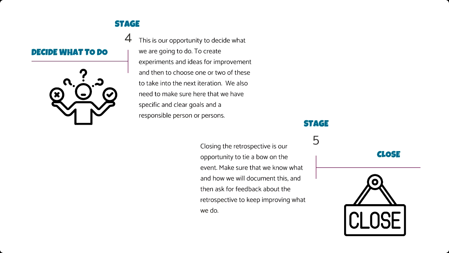And then finally, 5 is really about closing the retrospective. So here's our opportunity. I call it tying a bow on whatever we're doing, right? We want to make sure we know who's responsible for what actions, okay? And what I didn't say when we decide what to do is you don't want to decide on 100 things. Like pick 1, maybe 2, and that's it, you know, pick one or two.